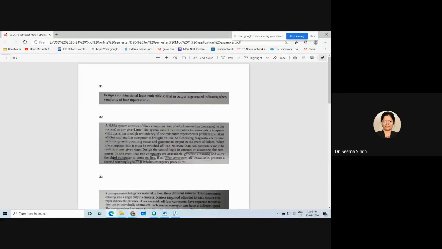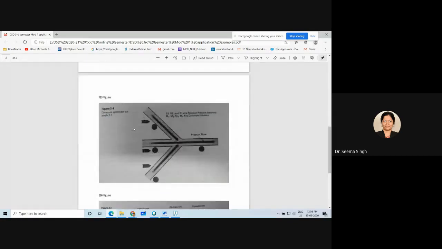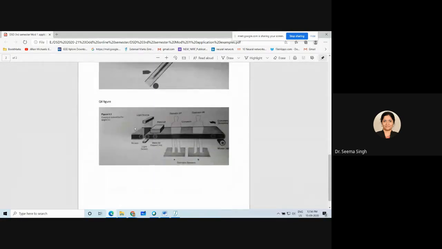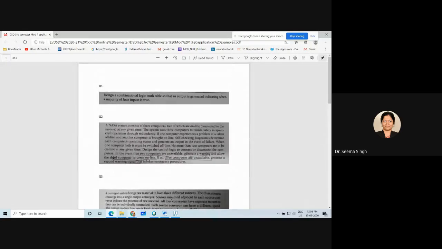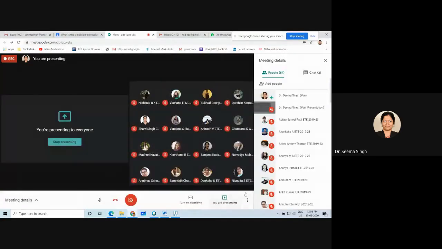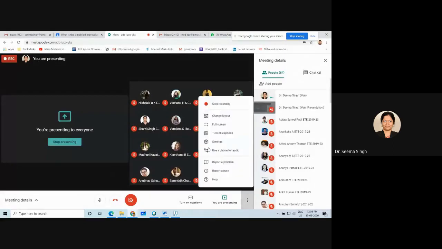And other questions we will see. We will do a conveyor belt system like this also. This we will do in the next class. So the application example finishes here for today. The rest we will continue in the next class.